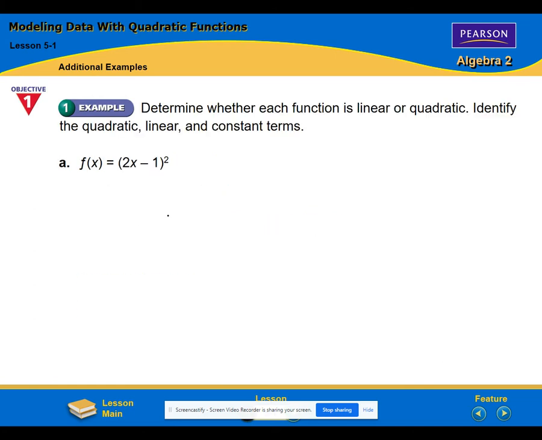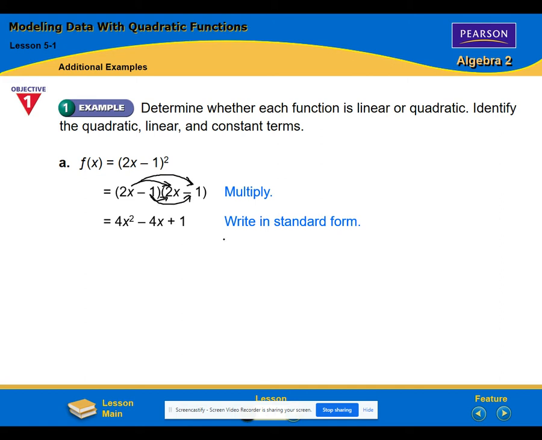It says determine whether each function is linear or quadratic. Identify the quadratic, linear, and constant terms like we just talked about. You should be familiar with FOIL, so I'm just going to roll through the first couple here. Be able to FOIL 2x minus 1 times itself. This is not a distribute the squared in situation. Please don't do that. FOIL here, here, here, and here, and then simplify, and you'll get 4x squared minus 4x plus 1. That is quadratic.